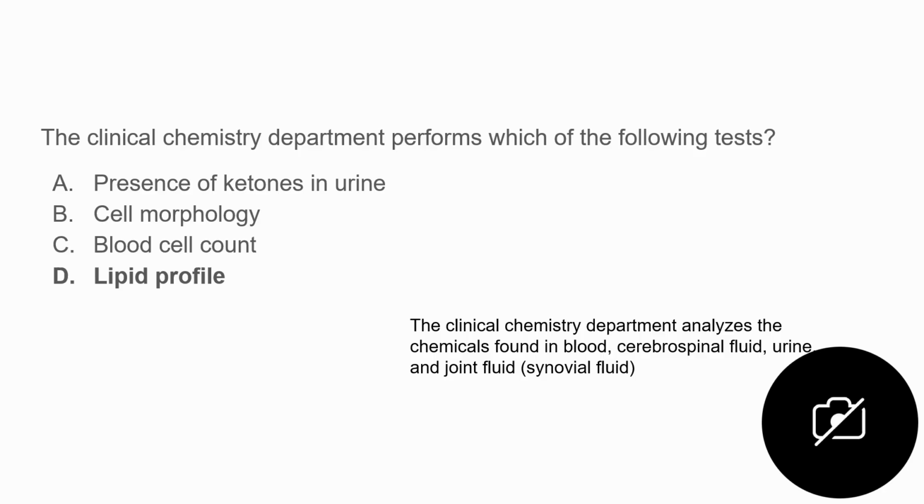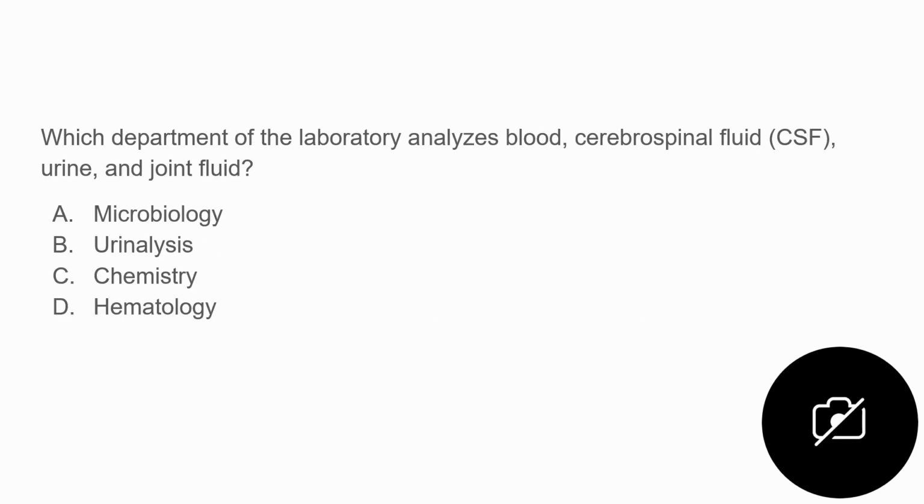Lipid profile is the amount of cholesterol and triglycerides that you have floating around in your body. Presence of ketones in the urine can be done right in the office. Cell morphology, or the shape and type of cells, is a part of the cytotechnology that we talked about. And a blood cell count is examined in the hematology department.